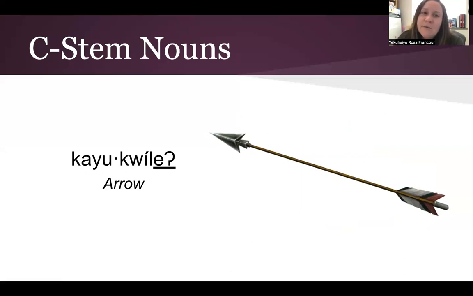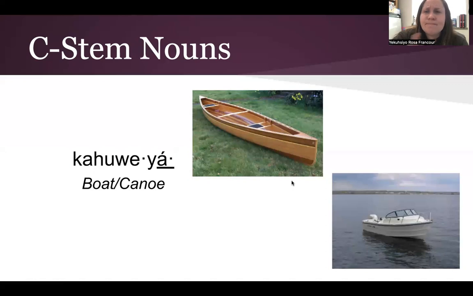Okay, so gayungwile is an arrow. Gayungwil, an arrow. Okay. There's one other thing I was gonna say. I'll wait till the end. Gahuwe is a boat or a canoe. It has been some time since I talked about these nouns, like years actually. We use them all the time, but I don't always formally teach them like this, but it's kind of nice. It's a good refresher for me actually.